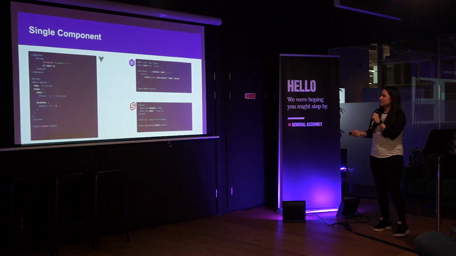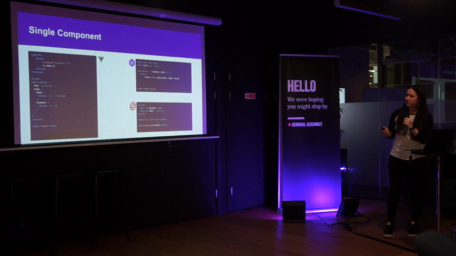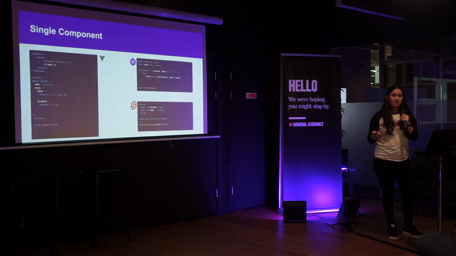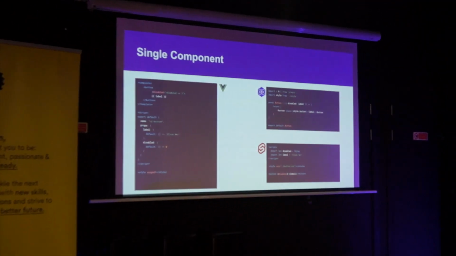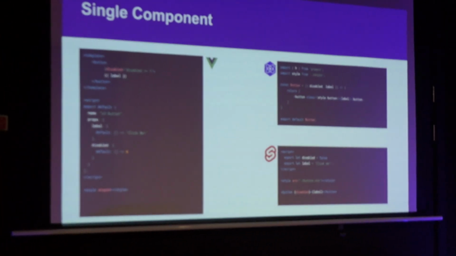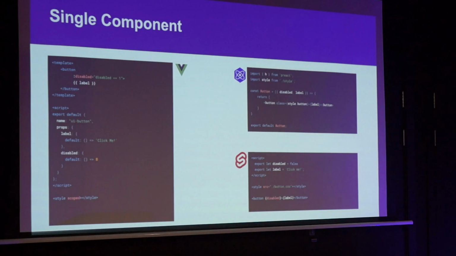Sorry if you can't see that, but it's basically a simple component. All it's doing is demonstrating how to create a button with an attribute of disabled equals false. And there are some interesting differences.